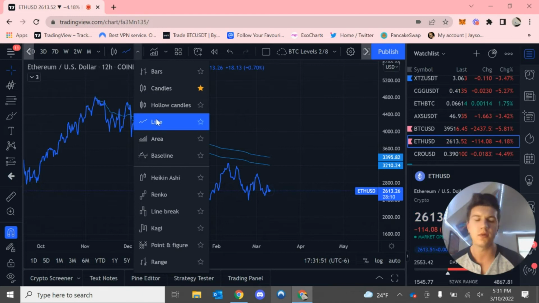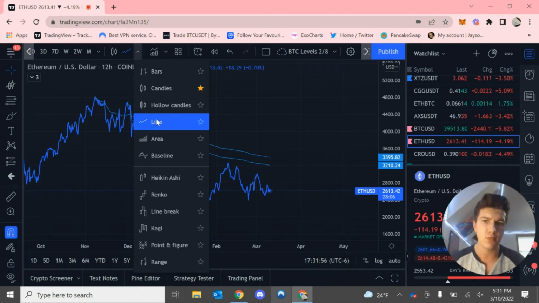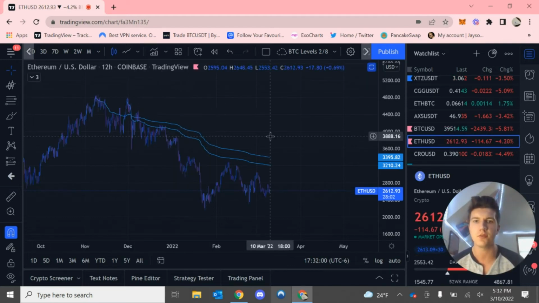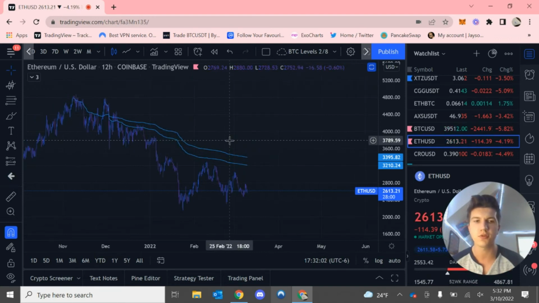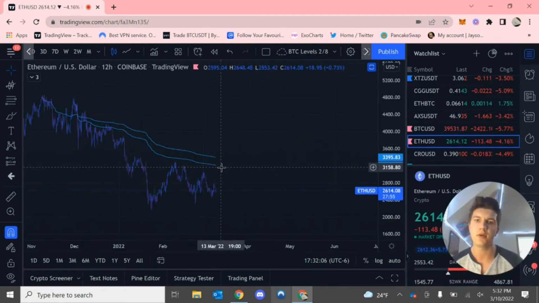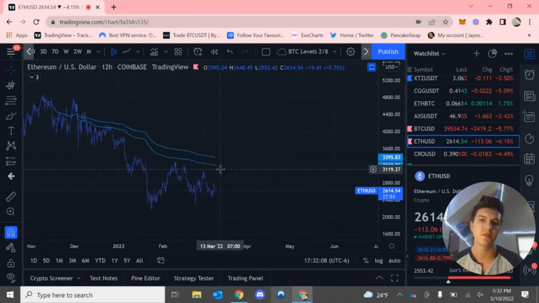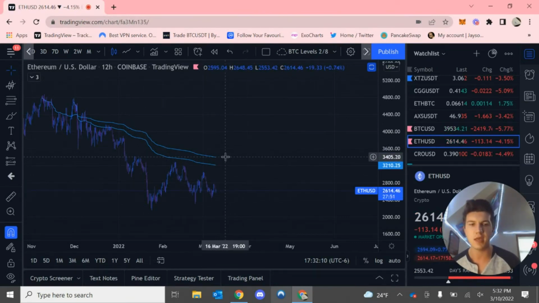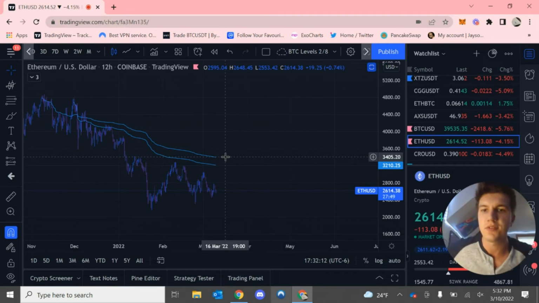Just going to the line chart, you can easily identify the pivot points, as you can see right here. But I'm going to go back to my candlestick chart and see that right here you have two VWAPs that are coming in, and they can act as a pretty good resistance, especially if you have more confluence with them.